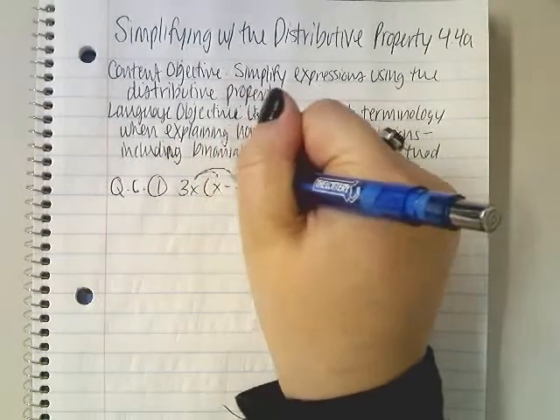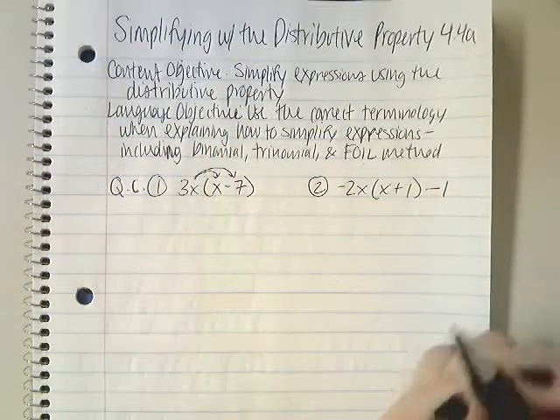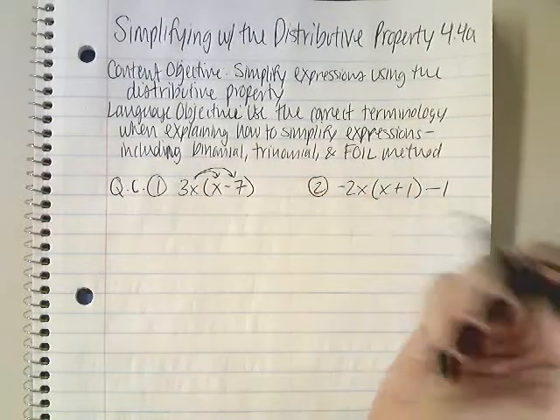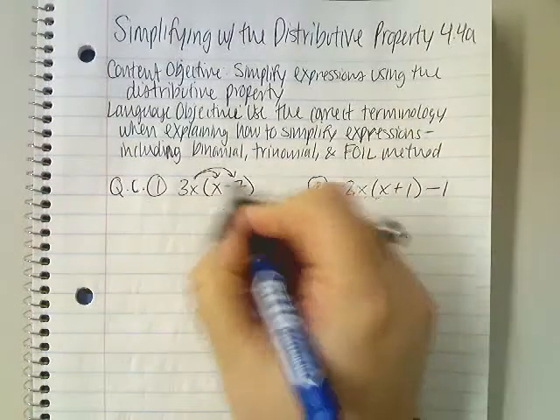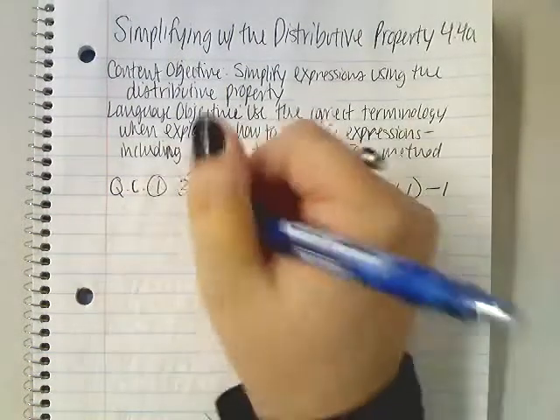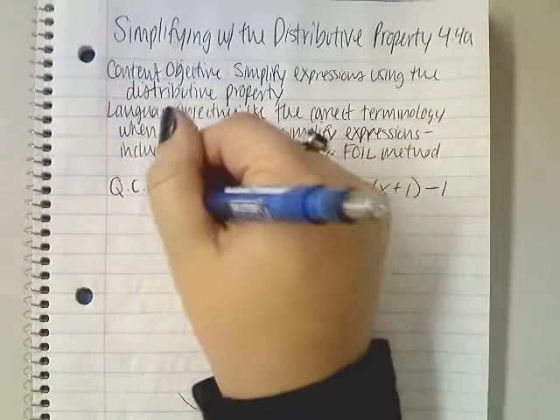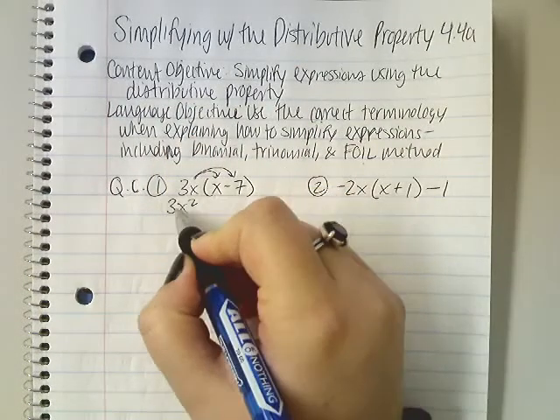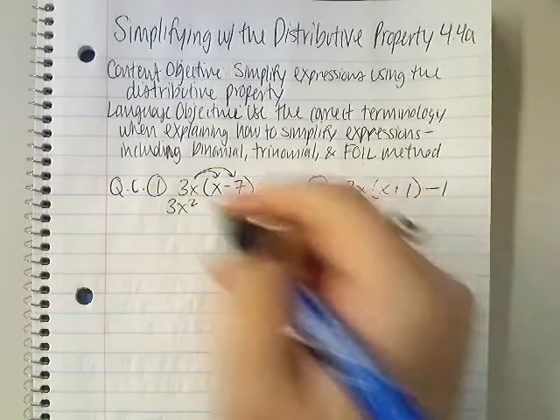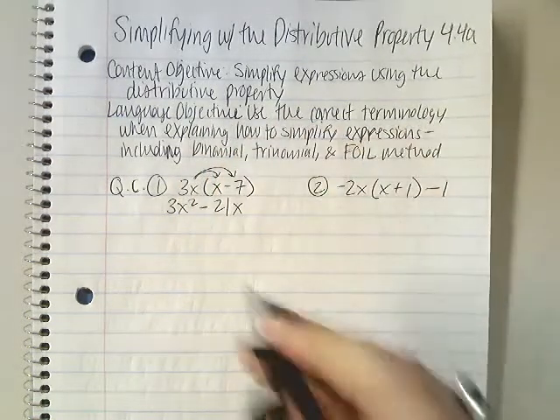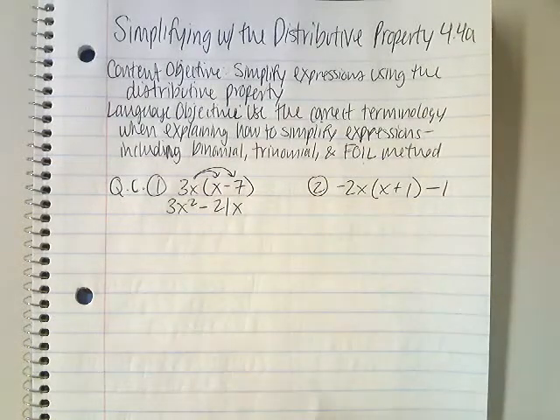So you hopefully remember that you're going to distribute the 3x into the other two terms in the binomial. So the binomial is something with two terms. So binomial, two terms, monomial, one term, and trinomial would be three terms, which we'll get to in a minute. But we distribute these in, and we get 3x squared. When we multiply 3x times x, 3x squared, and then 3x times negative 7 gives us negative 21x. So that's the solution for number 1.